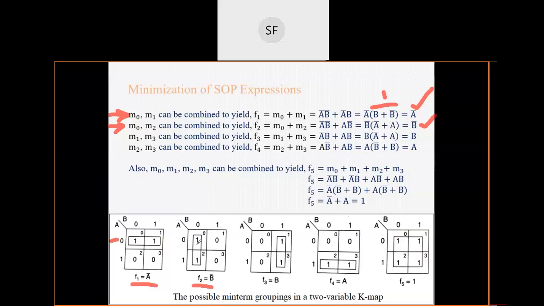तो यहाँ से भी आप देख सकते, जब आप दोनों ये कंबाइन करोगे then what you will see is that the value of B is constant here for both the cells and it is 0. So since it is 0, you have to give B bar, and A was varying and hence variable A was eliminated. Similarly you can verify for F3 and F4.